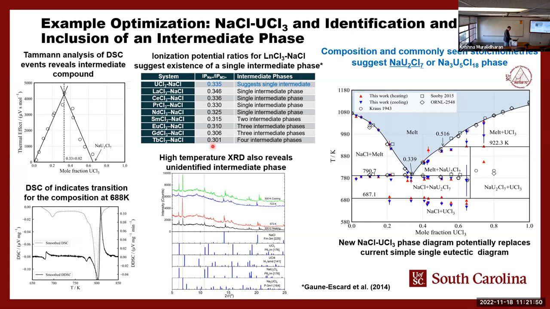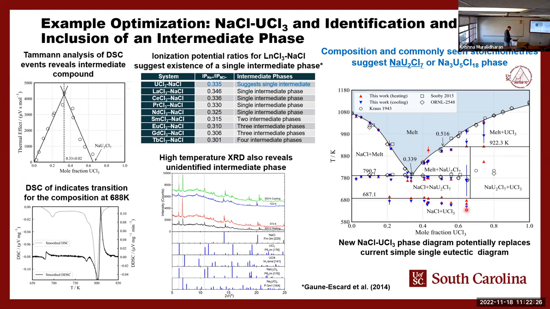And more evidence. Turns out that the ionization potential ratios between rare earth or lanthanide chlorides and sodium chloride, the range of those ionization potential ratios give you an indication of whether you've got a single intermediate phase or multiple intermediate phases. Turns out for UCl3 and NaCl, we are in the range for a single intermediate phase. And then we did high temperature XRD on the salts, and we see evidence of an intermediate phase at elevated temperatures. It's not a room temperature phase.